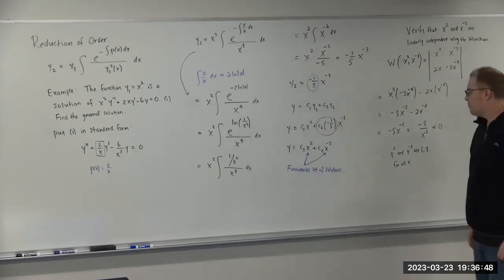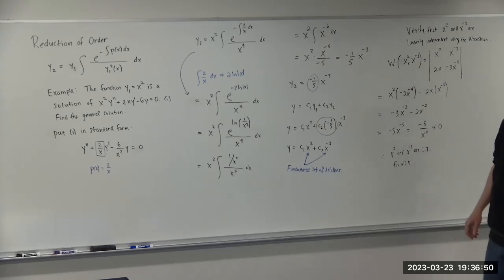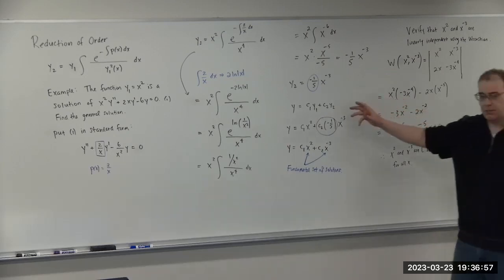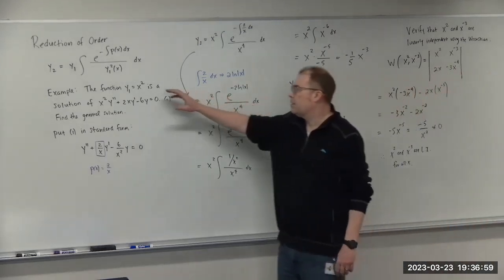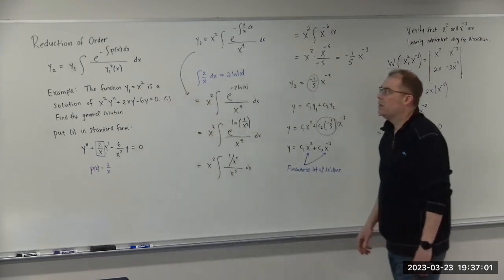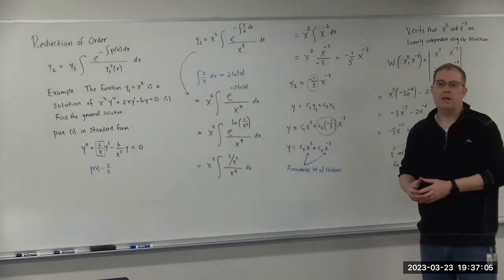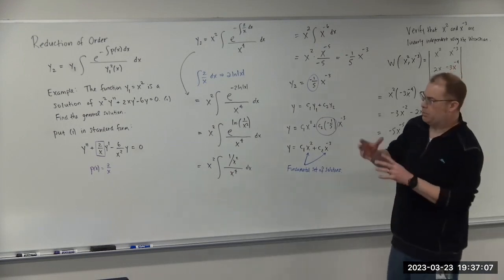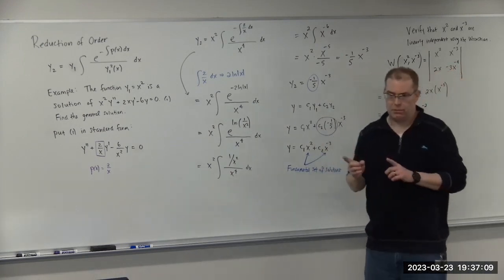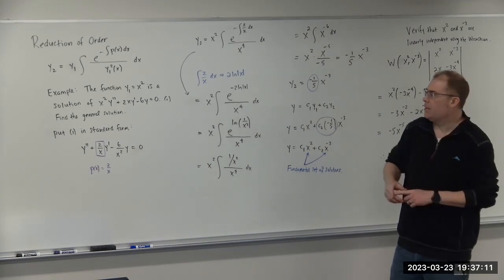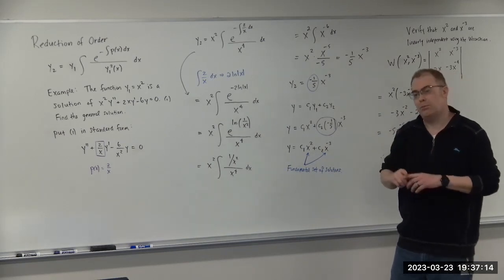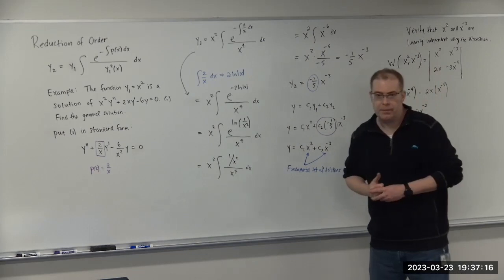All right. So, yeah, again, this is the reduction of order method. It's used for second order. If you're trying to solve a second order differential equation, provided that you have at least one of the solutions, the other solution will be linearly independent of it.